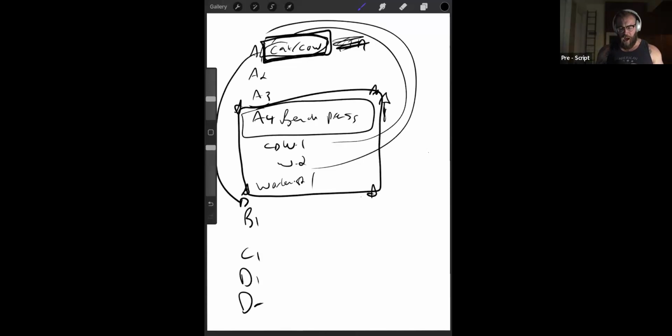So what does this look like? I don't know. If you're going to do bench pullovers, you could be doing this very logically to train your lats.